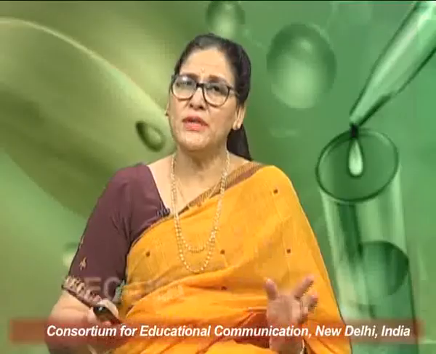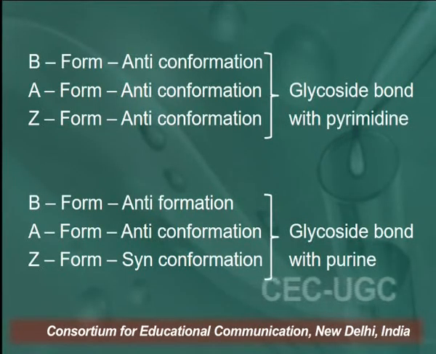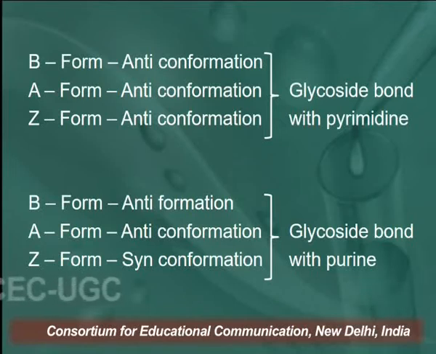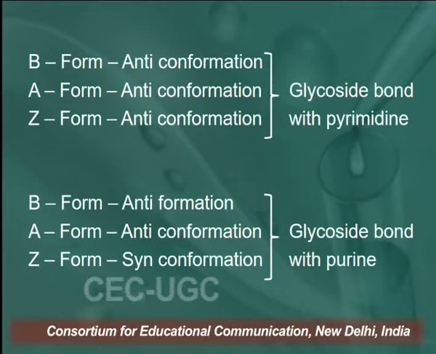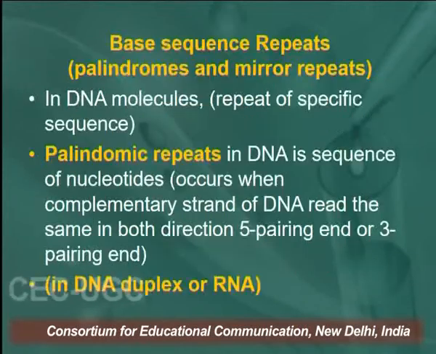If we talk about the conformation, if there is a glycosidic bond with pyrimidines, all forms have anti conformation, but if the glycosidic bond is with purines, all the forms have anti conformation except Z form. Z form of DNA has syn conformation.